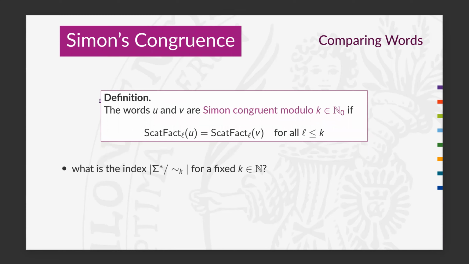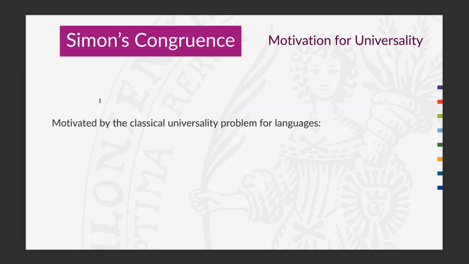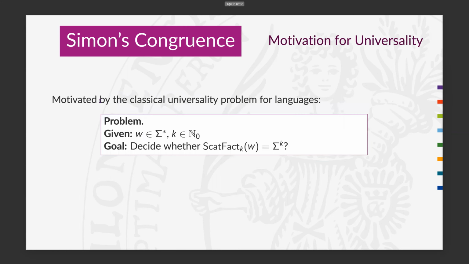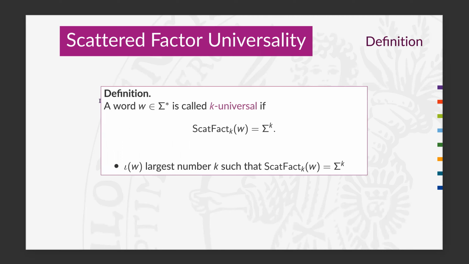The open question, since Simon in the 70s wrote his thesis and then papers about it, is what is the index of this congruence relation? Still an open problem. And motivated by the classical universality problem for languages, we ask ourselves, okay, if I have a W and I have a k, are the scattered factors of length k of W exactly all words I can build over sigma of length k? And we call this k-universal.